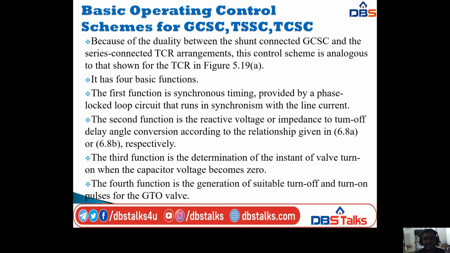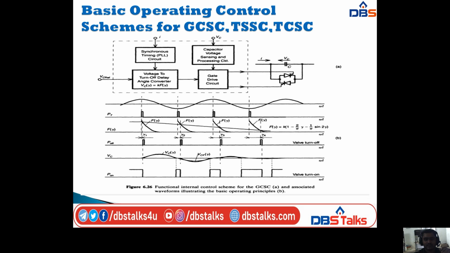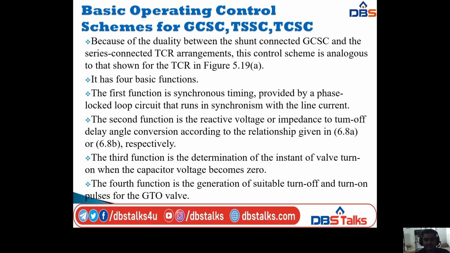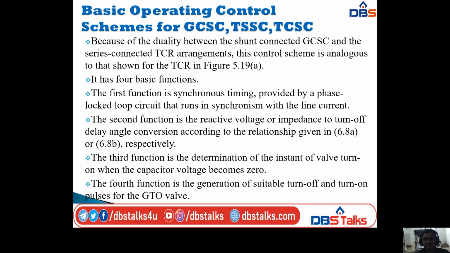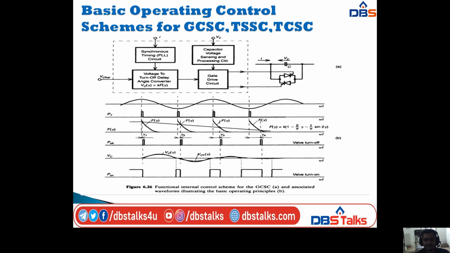The second function is the reactive voltage or impedance to turn off delay angle conversion according to the relationship given in equations 6.8 and 6.8b respectively. So that is the voltage to turn off delay angle control. The third function is the determination of the instant of valve turn on when the capacitor voltage becomes 0. And next we have the fourth function, which is the generation of suitable turn off and turn on pulses for the GTO valve.